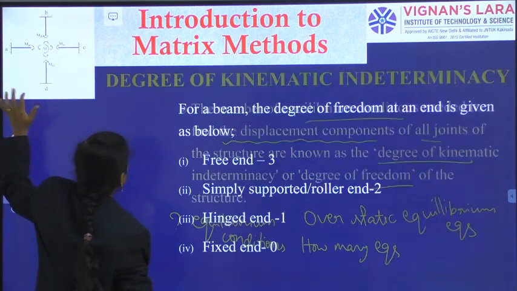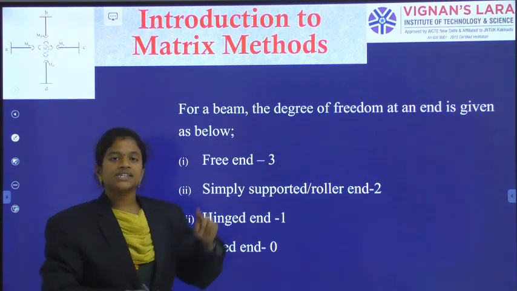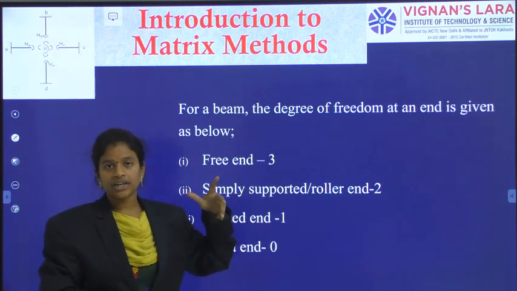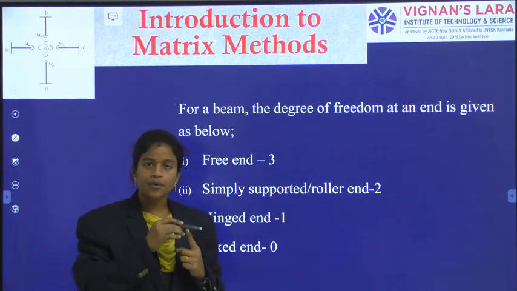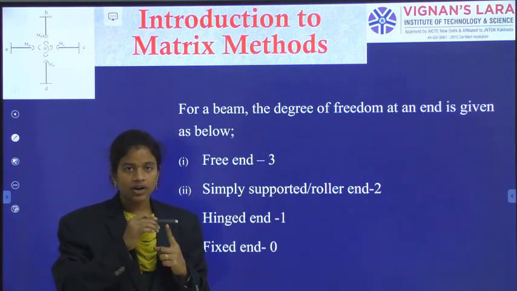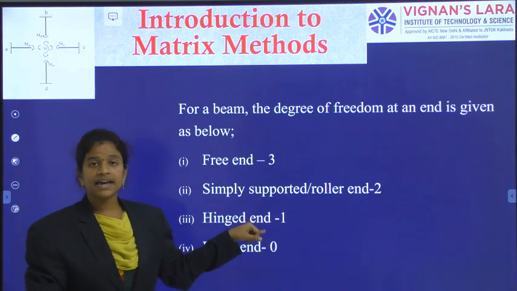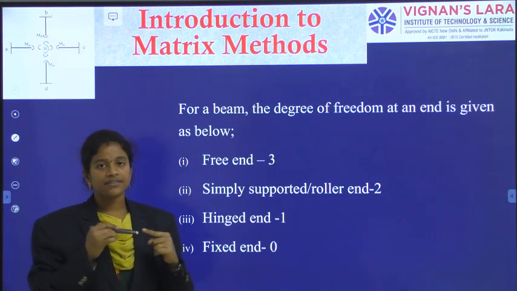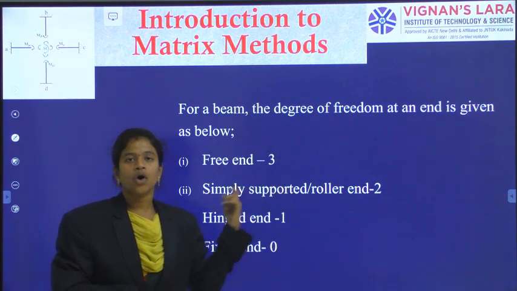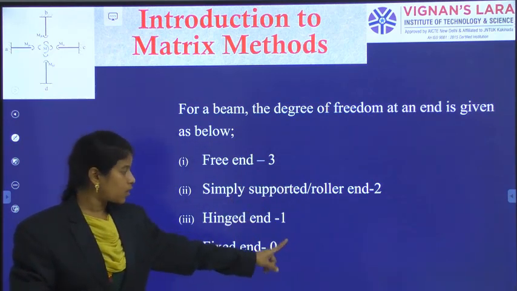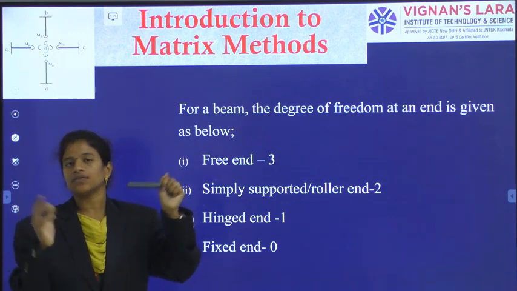In the case of a free end, as it has freedom in all directions, vertical, horizontal and rotational, the degree of freedom is 3. For a roller end or simply supported end, it can resist in only one direction, so the remaining two directions are free. For a hinged end, it resists horizontal and vertical movement, the rotation is free, so the degree of freedom is 1. In the case of a fixed end, it is completely restrained, so there is no degree of freedom.